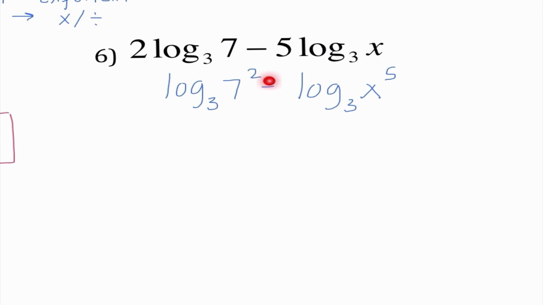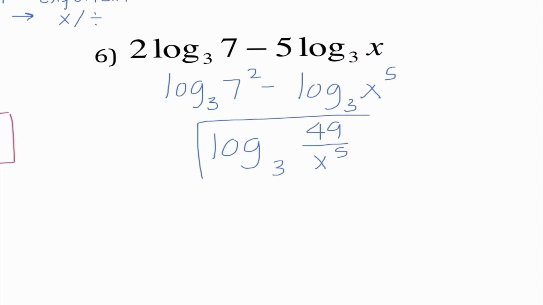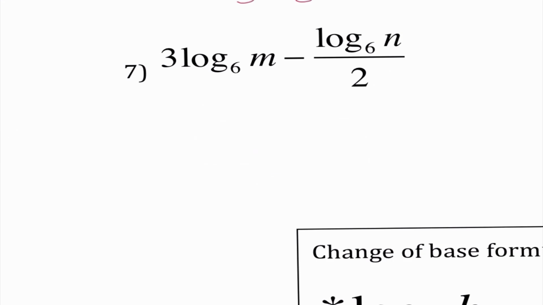I have subtraction here, and I know that turns into division. So I have log base 3 of 49 over x to the 5th. 49 came from 7 squared. Notice that my final answer is a single logarithm. It's not log base 3 of 49 divided by log base 3 of x to the 5th. I only have one logarithm written out.